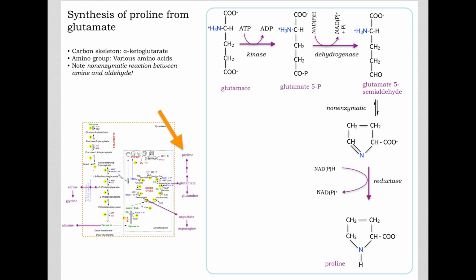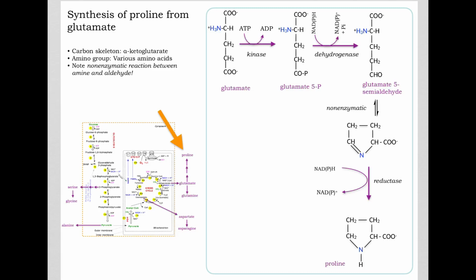Now, in the conversion of glutamate to proline, notice the first reaction. There is a kinase enzyme that adds a phosphate from ATP to this carboxyl group of glutamate to give you glutamate 5-phosphate. And then there is a redox reaction catalyzed by a dehydrogenase. And notice that this group here becomes reduced to an aldehyde. So now this structure here has an amine and an aldehyde.